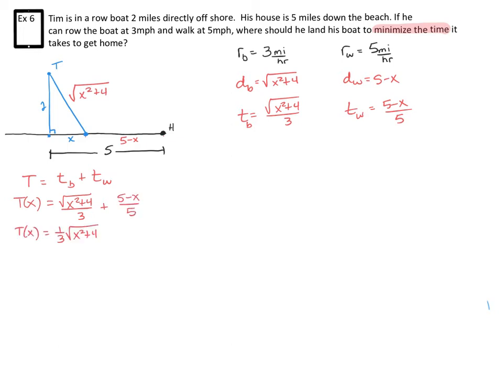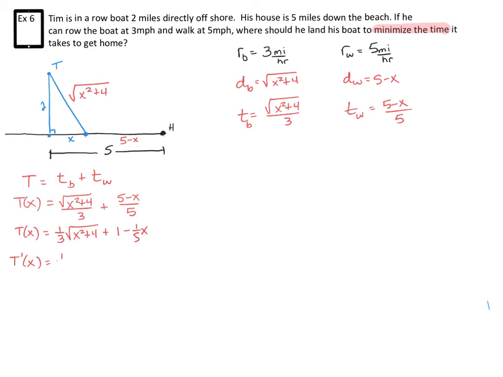I'm going to rewrite the function so it's easier to take the derivative. So I will make that 1/3 times radical x squared plus 4. And then the last part, 5 over 5 is 1. And then negative x over 5 is negative 1/5 x. So now taking the derivative will be a lot easier.